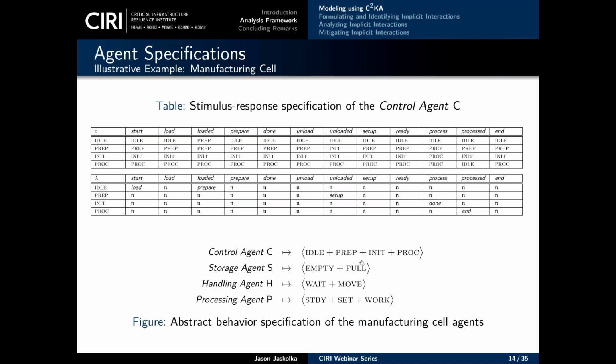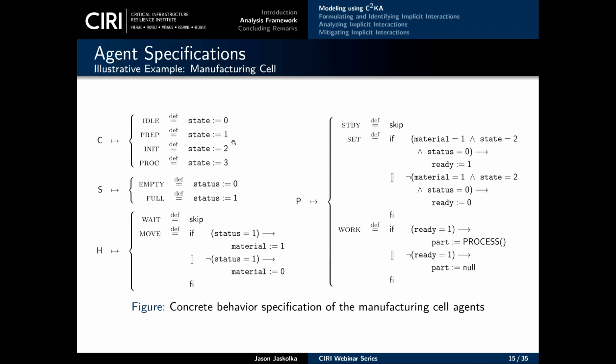So taking this forward from this abstract behavior specification, we can then give that concrete behavior specification. So when I say that the control agent is behaving according to its idle behavior, what that actually means is that there's some state variable that it has that's being assigned, for example, the value 0. And that is representative of its idle behavior. So for example, if we look at the handling agent, you can have much more complicated behaviors that say that if whatever the status of the storage agent is, if the part has been loaded, then you can say that the material is ready to go, and you can represent that by 1, for example. And if it's not ready, then you say that the material is not ready for processing.